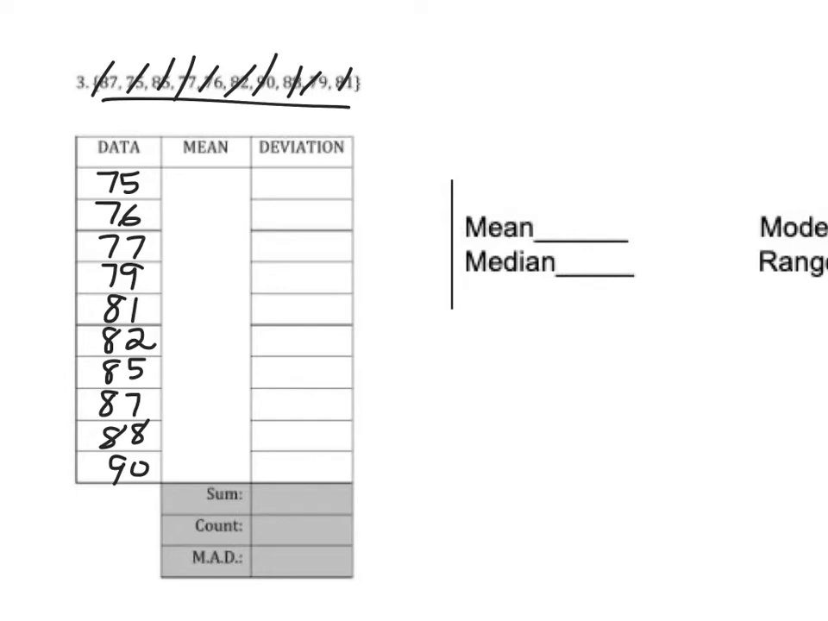Now, to figure out the average of this set of data, I just average those up. So let's do that. 75 plus 76 plus 77, plus 79, plus 81, plus 82, plus 85, plus 87, plus 88, plus 90 equals 820. Divided by 10, because there's 10 pieces of data, which would give me 82. So the mean is 82.